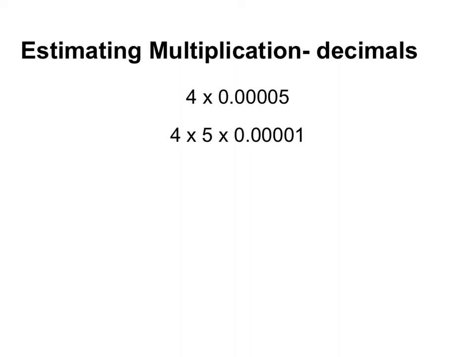So we're going to break the 5, and let's figure out what this number is. Tenths, hundredths, thousandths, 10 thousandths, 100 thousandths. So this is 500 thousandths. So we're going to break this into 5 times 100 thousandth. Now we're going to multiply the 4 and the 5 to get the 10, and we're going to keep the 100 thousandths.